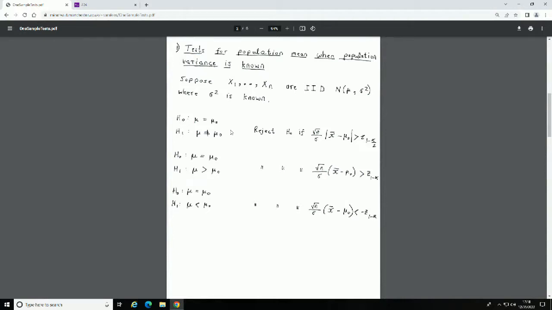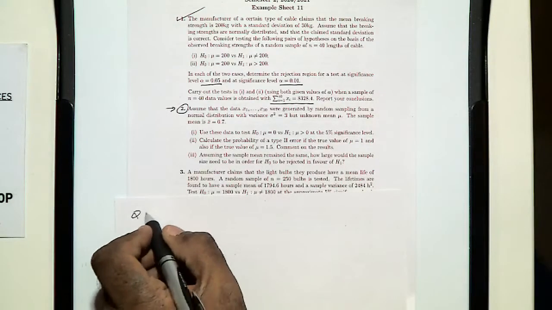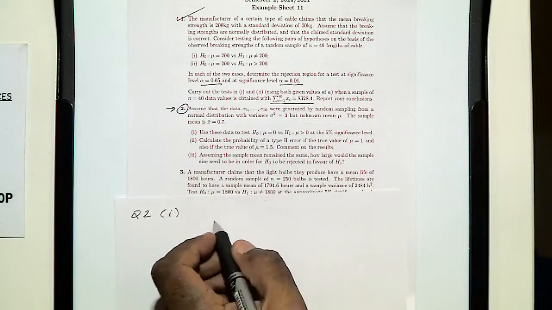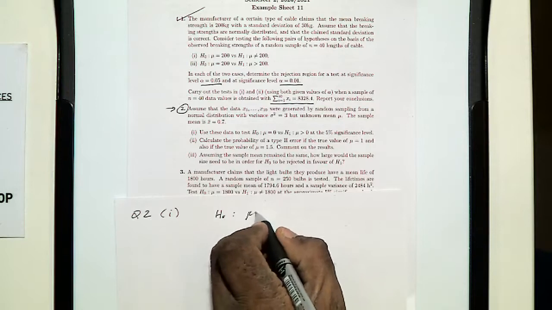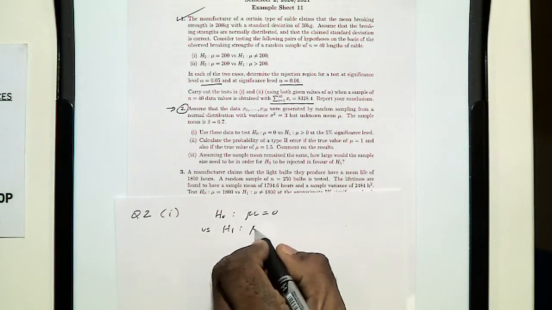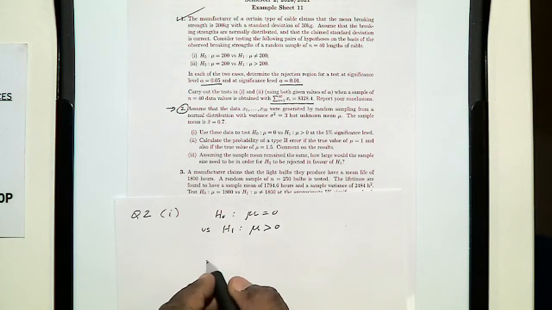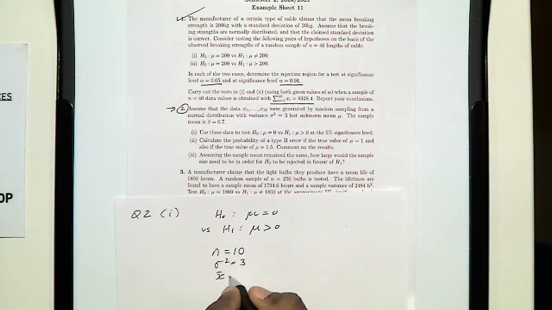To do the first part of question 2, question 2, part 1. What we want is to test the hypothesis that mu equal to 0 versus the alternative hypothesis that mu is greater than 0. And what we are given is n equal to 10, the sample size, sigma squared is 3, and we are also told x bar is 0.7.